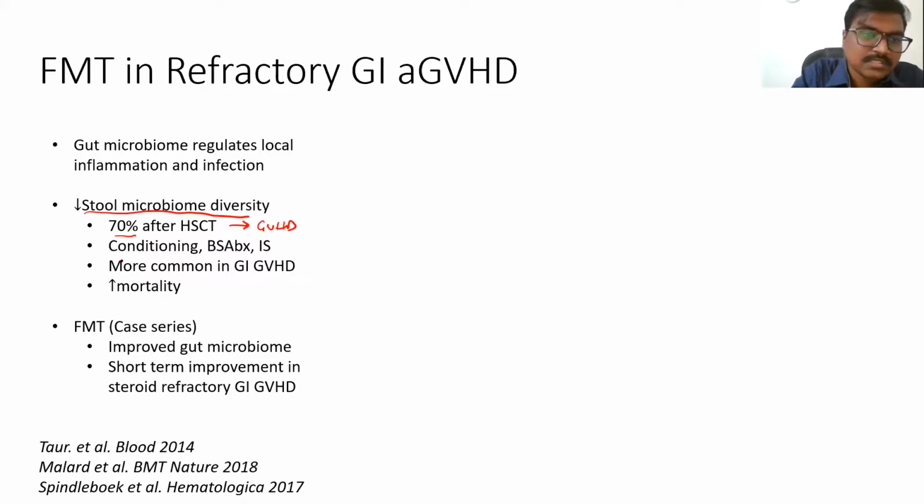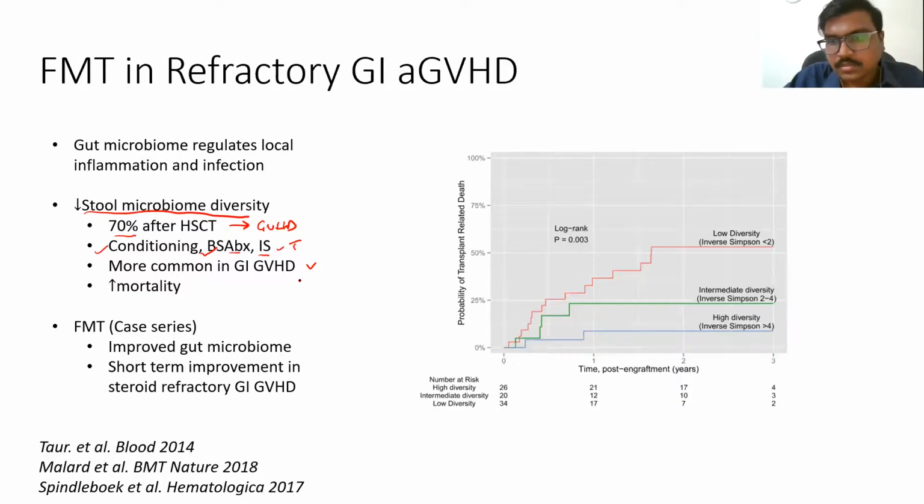And why does this occur? Decrease in the diversity is because of the intense conditioning chemotherapy that we give, the broad spectrum antibiotics given in the first 2 weeks of the aplastic phase, and also the immunosuppressive drugs. And not just that, even the infusion of foreign T cells also leads to gut dysbiosis, and this is more common in GI GVHD. And they found that low microbial diversity has been associated with high probability of transplant related mortality.